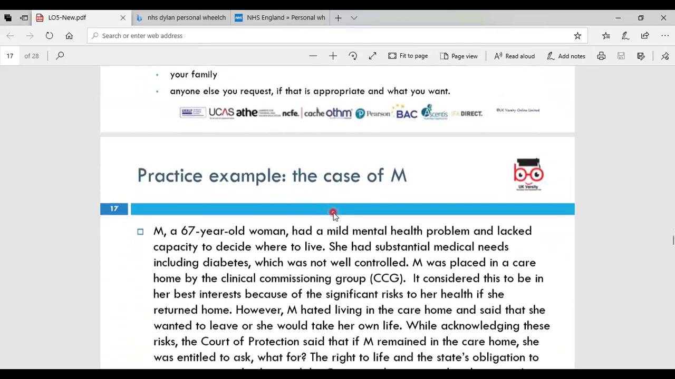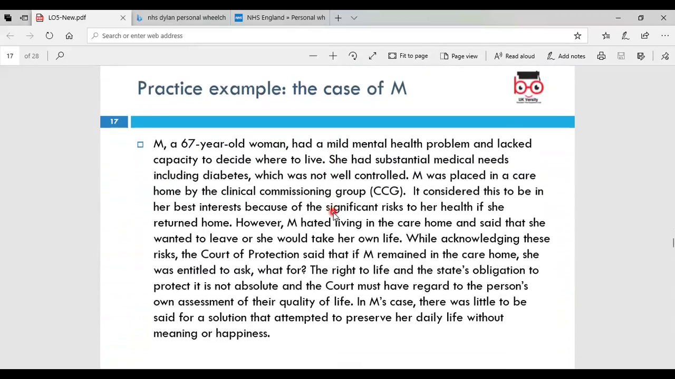So there's an example, the case of M. She is a 67-year-old woman. She has had mild mental health problems, lacked capacity to decide where to live, and had substantial medical needs, including diabetes, which was not well controlled. M was placed in a care home by the Clinical Commissioning Group, CCG, and it was considered to be in her best interest because of significant risks to health if she returned home. M, however, hated living in that care home. She said she would take her own life.